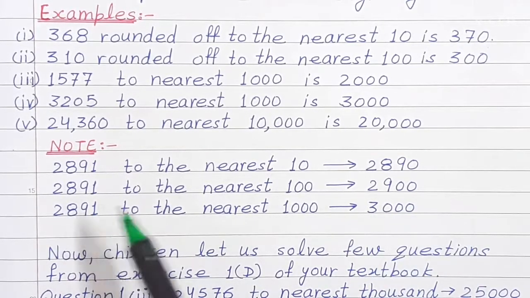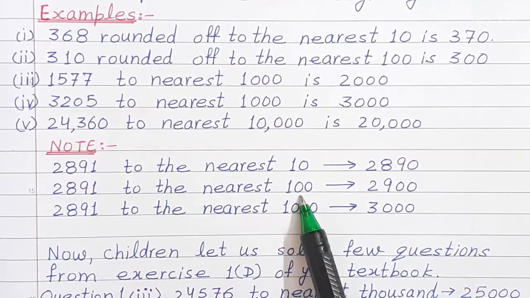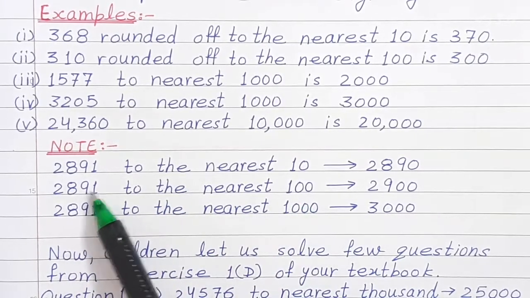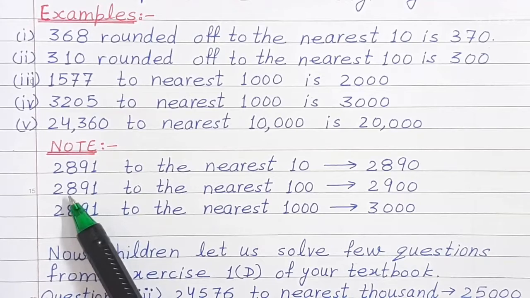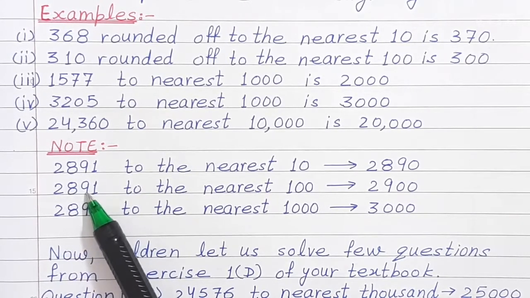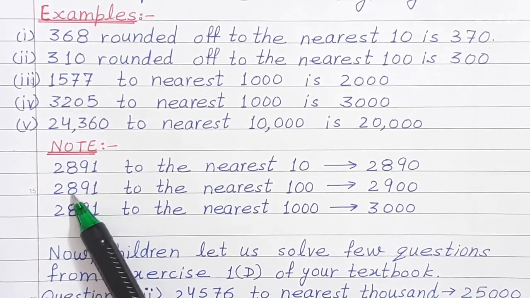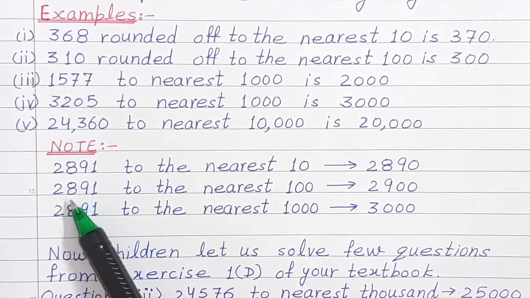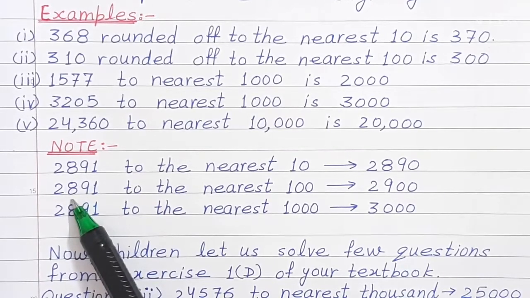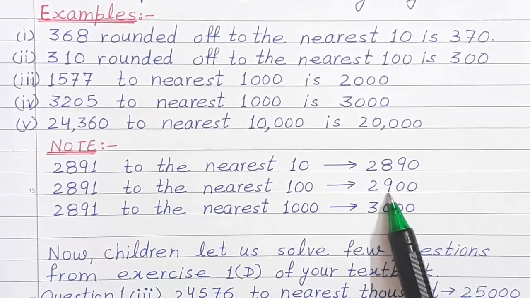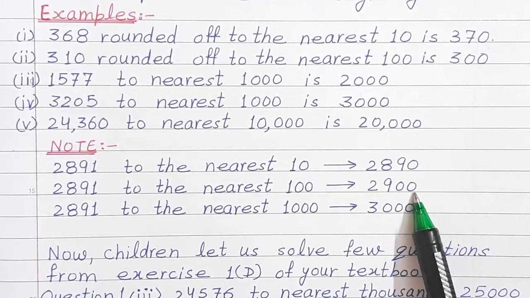Now, the next is to the nearest 100. Now, ones, tens, 100. Now, the digit just before the 100 place is 9. Now, 9 is greater than 5. Right? So, the previous digit, that is 8, will increase by 1. Now, 8 plus 1 is 9. So, this is 2900. I hope it is clear to everyone now.